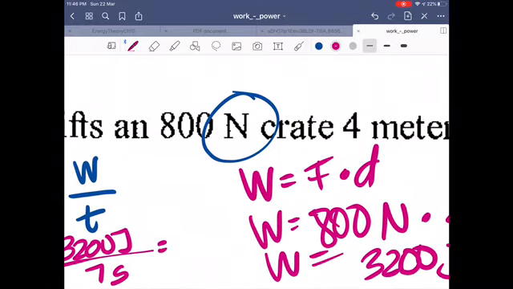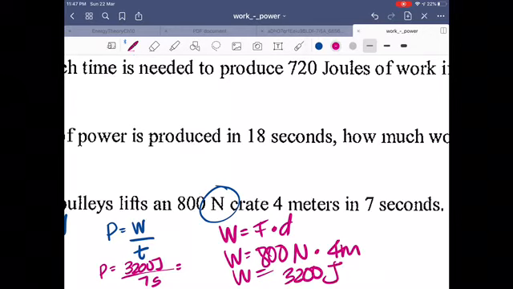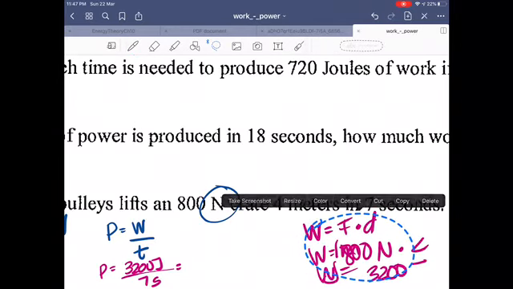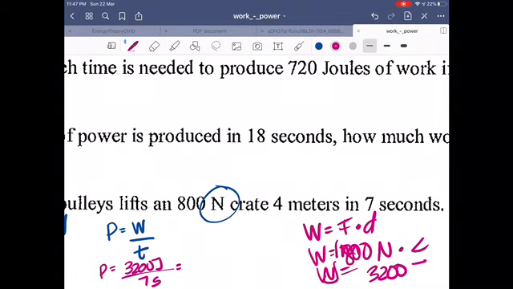And power will be equal to, let me move this so I can have some space. So it would be 457.14, and the unit that we'll get with work and time is watts. You can just put a W or you can put watts.